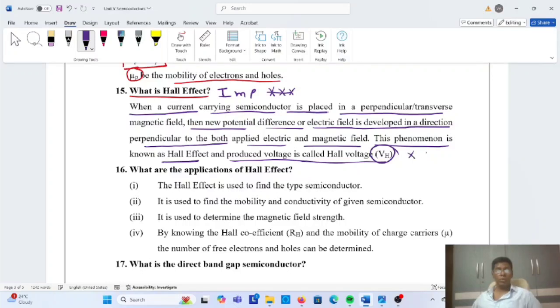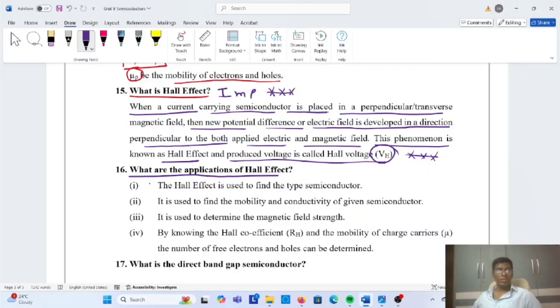Once again I am telling you, this is a very important question. Dear students, go through these questions carefully, and you can take a screenshot and prepare as it is. Definitely you will get 2 marks out of 2 marks in the short answer section. Now coming to another important question related to the Hall effect. What is the question? Applications of the Hall effect.